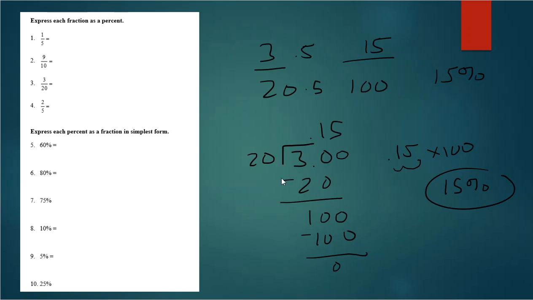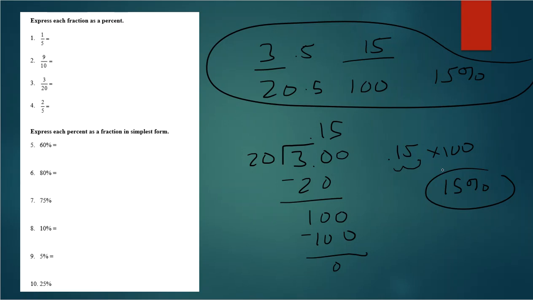So right here is the 3/20. I used 2 different methods here. On the first one, I changed the denominator to be 100. And then 15 out of 100 is 15%. On the second one, I took the top number divided by the bottom number, which gave me 0.15. And then to go from a decimal to a percent, you just multiply by 100. And so that's how we get 15%.